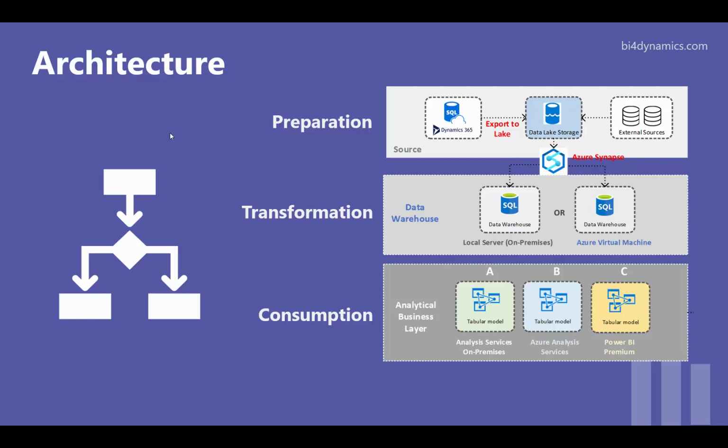I will try to explain the architecture in 3 simple steps: data preparation, data transformation, and consumption. In the preparation phase, we are reading the data from the F&O, exporting it into the data lake and injecting it into the data warehouse. In the transformation phase, we do all the data transformation, run a lot of SQL code to produce the content that we would like to present to the users.